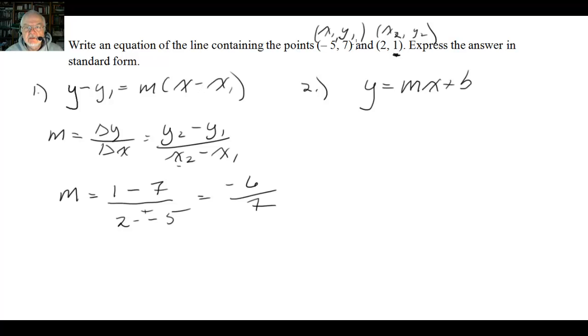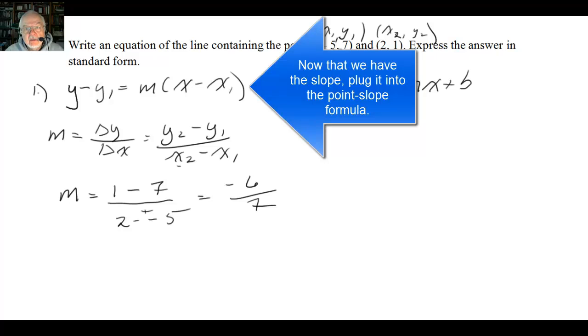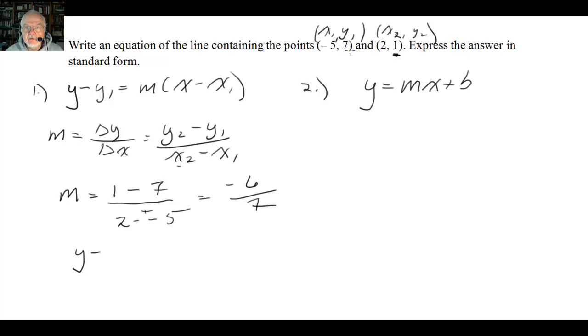Okay, we are given 2 points. We can pick either point. So, since this is x1, y1, let's not make life any more difficult or confusing. Let's just plug them in. So I get y minus y1. What's y1? That's a 7. Equals m. Well, I just figured out m. Minus 6/7. All right, x. Well, x isn't going to change. Minus x1, right? And what is x1? Minus 5.